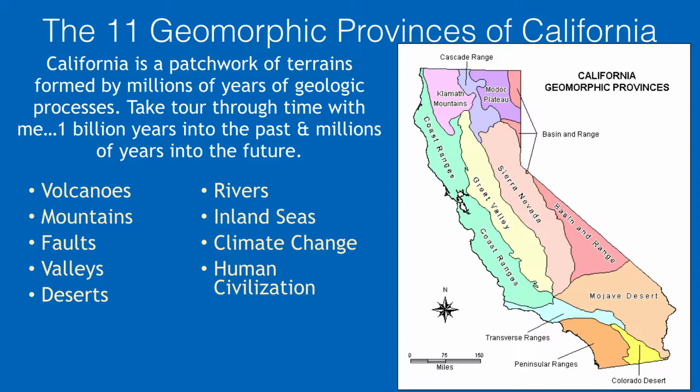We will explore the deserts that form in the deep valleys cut off from the ocean's moisture, the rivers that carve into mountains and flood the valleys below, and the inland seas of the past that once filled modern-day valleys like the Great Valley. We will also explore how climate change has morphed the environment and how humans are contributing to the ongoing evolution of the state.